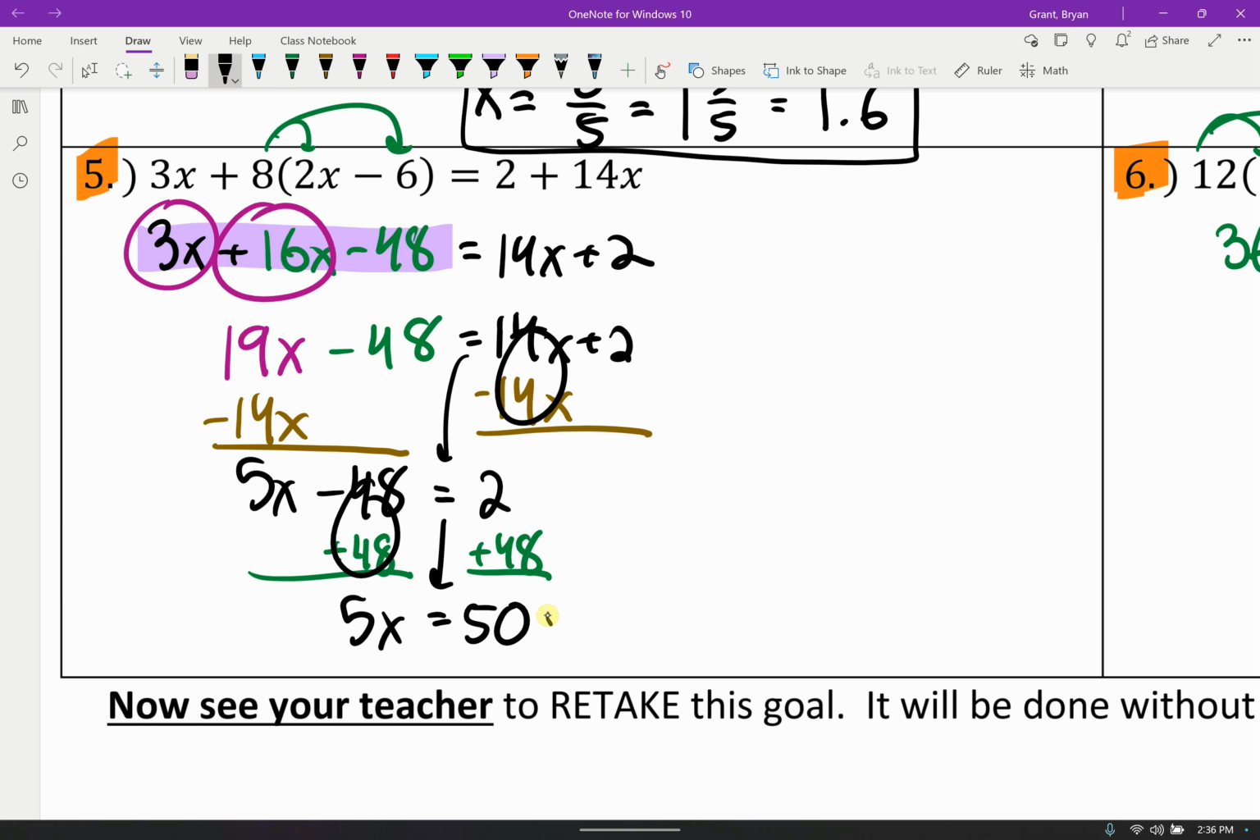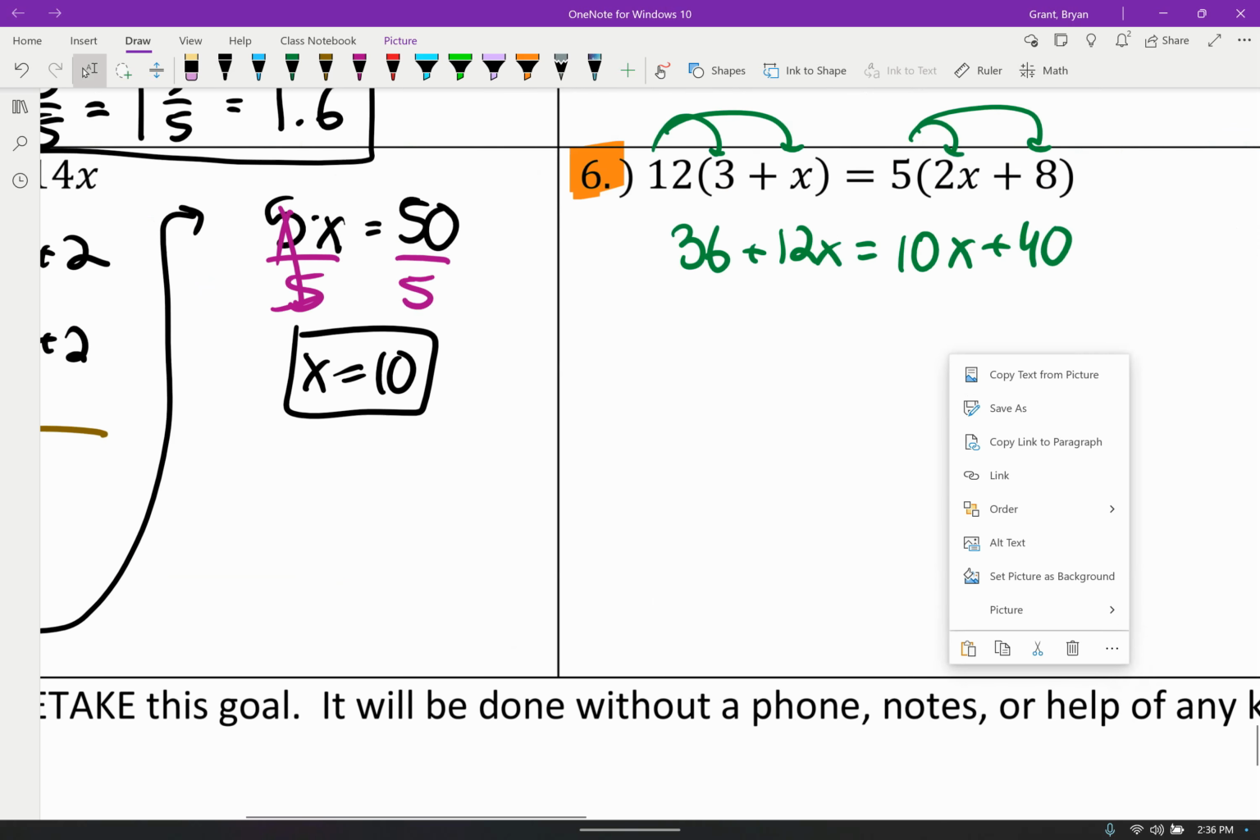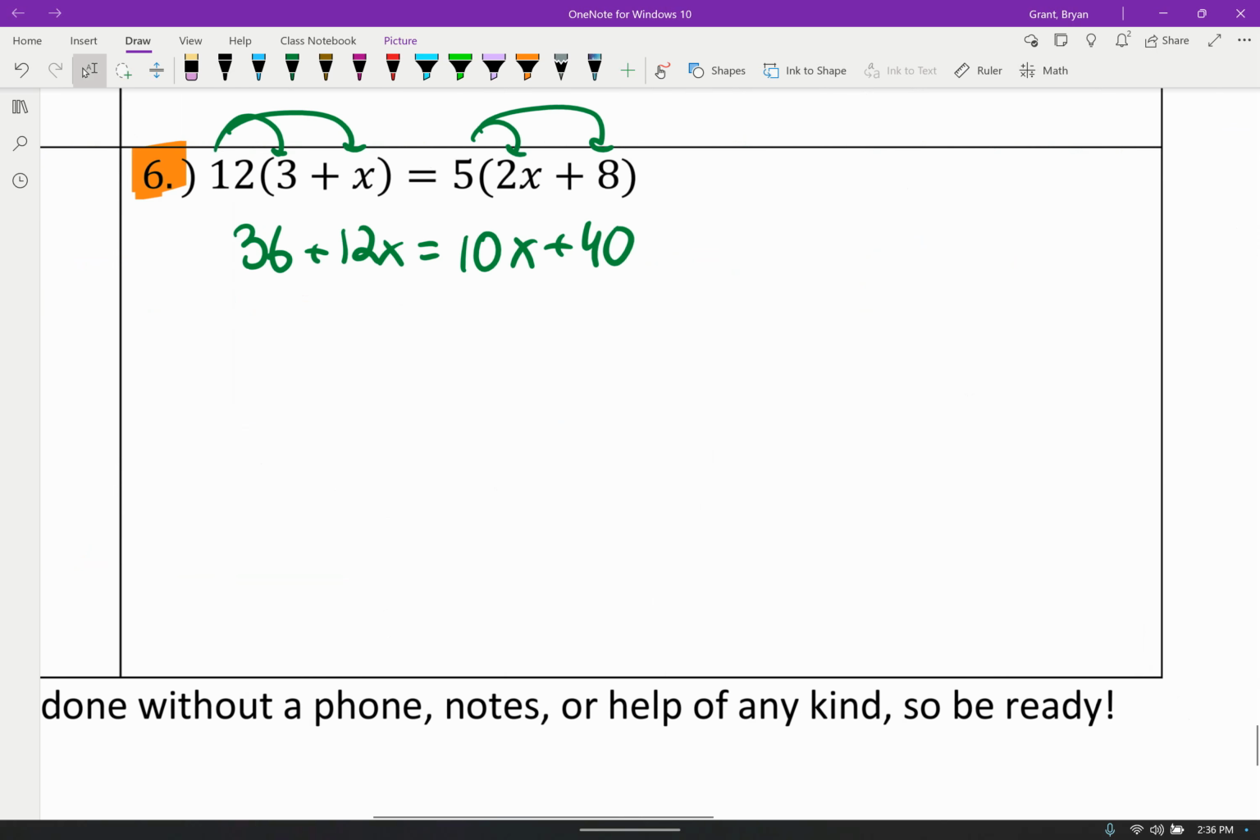When I've run out of room here, I'm going to use my trick and use the second column over here. 5 times x equals 50. I bet you could tell me 5 times what is 50, but if you're not sure, just divide by 5. And 50 divided by 5 is 10. Last problem. Sigh of relief because you know how to do these by now.